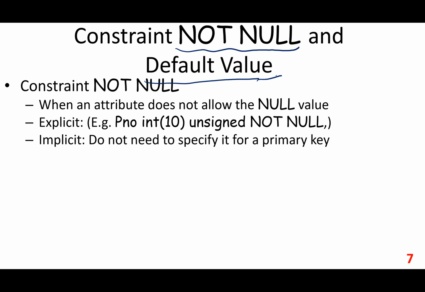Implicit. That's what we just learned for the primary key. Implicit. You do not need to specify it. It's redundant. Even if you specify it, no harm, but it's redundant, not necessary.